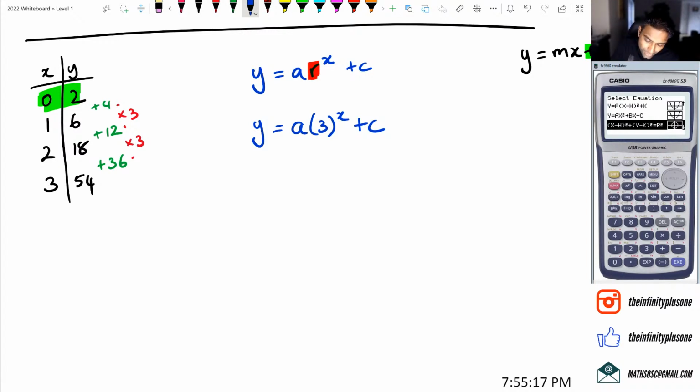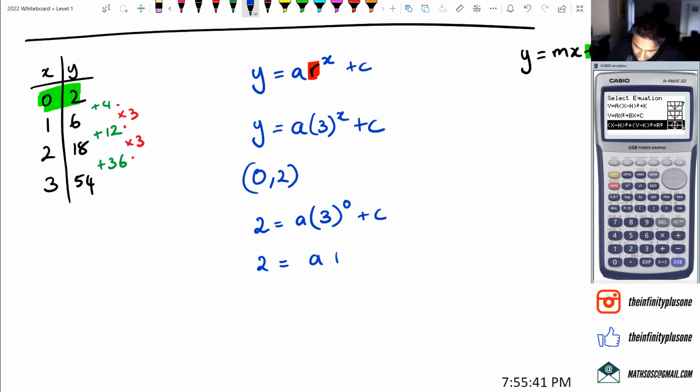But what we're gonna have to do is use simultaneous equations for this. So I'm actually gonna use (0, 2) first to show you guys what's happening here. And I think I know where my mistake is. So when I use (0, 2), I get y is equal to 2 = a times 3 to the power of 0 plus c. Now 3 to the power of 0 is 1. So what I've actually got is a plus c is equal to 2. So here's where I made the mistake.